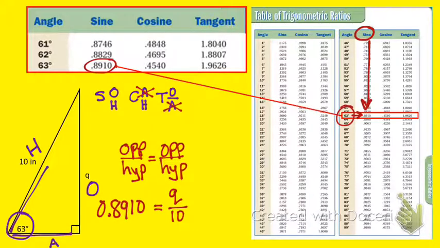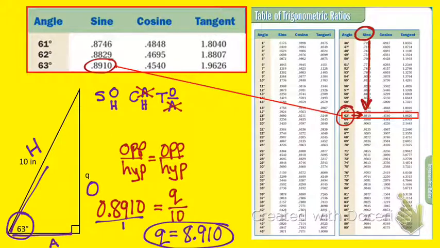So if we want to solve this problem, we make that into a fraction and we find the cross product. So q times 1 is q, and 10 times 0.8910 is 8.910. And that would be the length of the opposite side in our 63 degree right triangle.